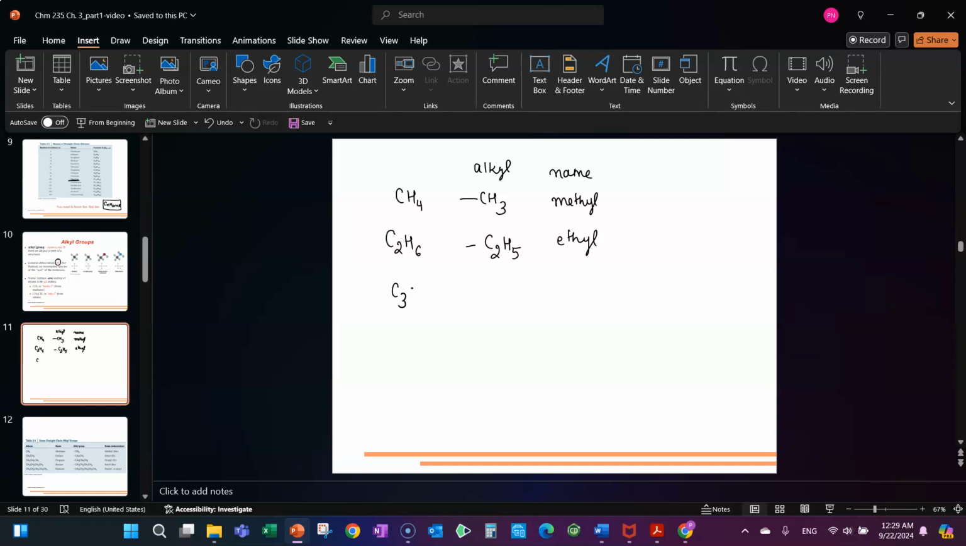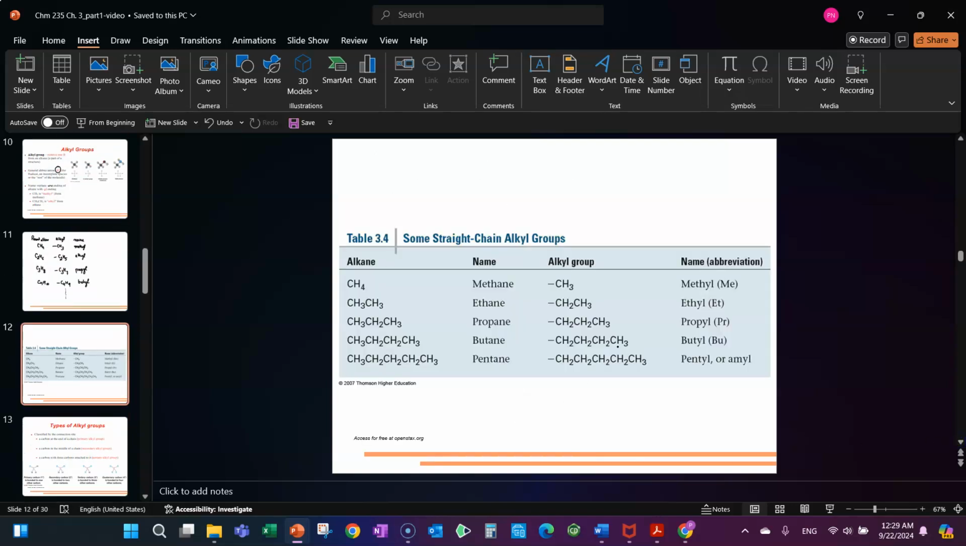And C3H8 is the parent alkane. The alkyl group derived from this is C3H7, which is called propyl because it is generated from propane, and so on. If you have C4H10, then you have C4H9 as your alkyl group, and it is called a butyl group. You will have to learn up to 10 carbon atoms again. Here you can see the same thing that we wrote, in this table.